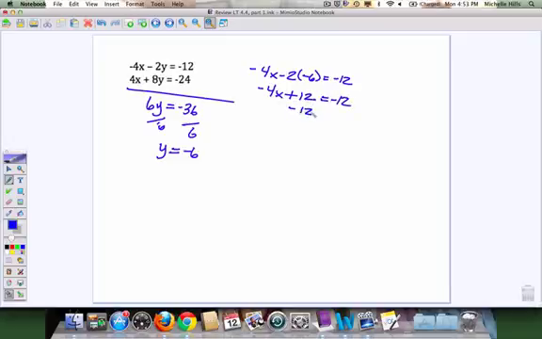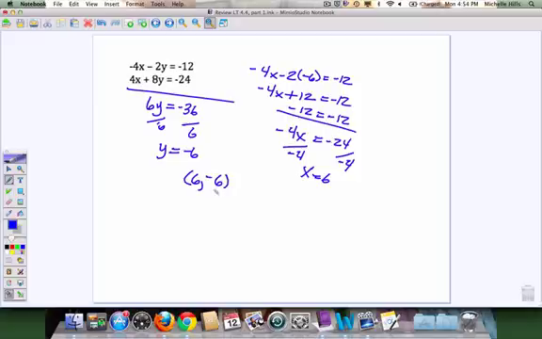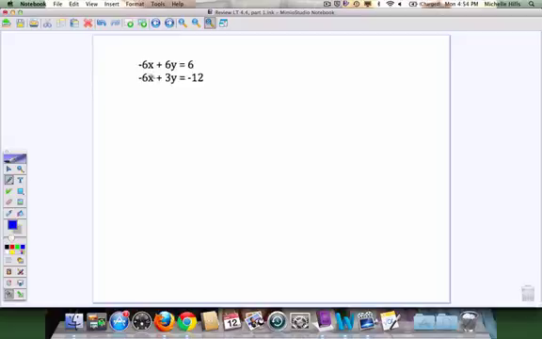Now, when I subtract 12 from both sides of the equation, I get negative 4x equals negative 24, and then when I divide by negative 4 to isolate the variable, I get x equals 6. So if I graphed these two, they intersect where x is positive 6 and y is negative 6. In this one, they are not opposites yet. These are both negative 6x. But if I multiply everything in the first equation by negative 1, it'll make it a positive 6x. And then a minus 6y equals a negative 6.